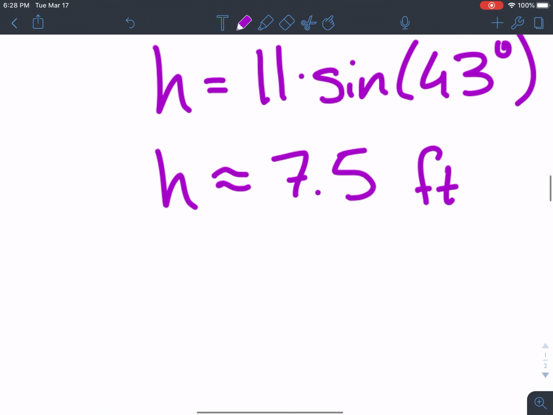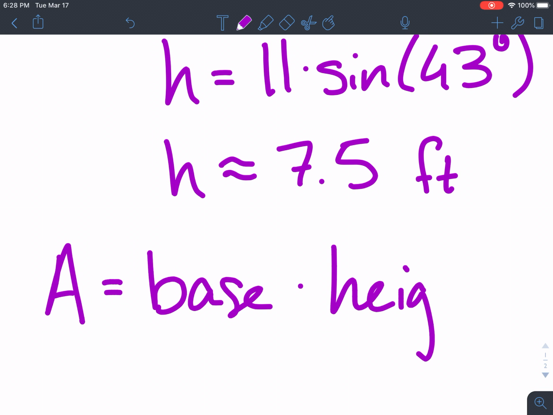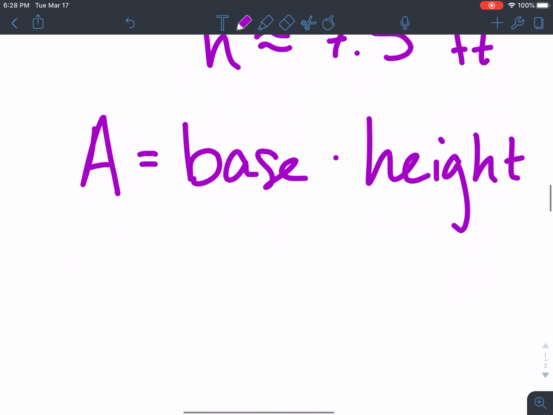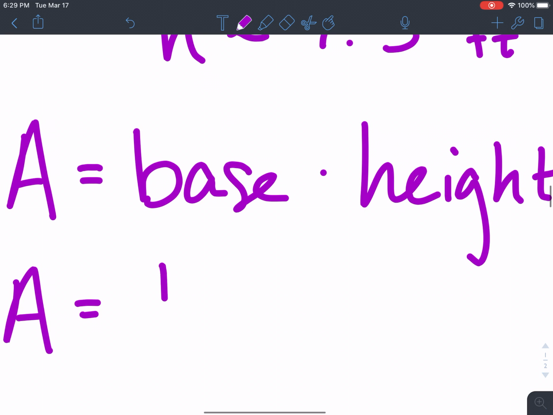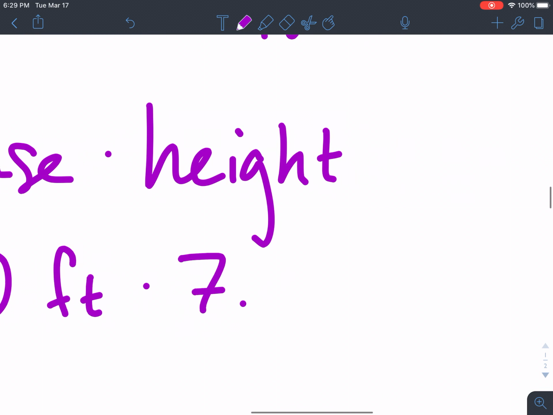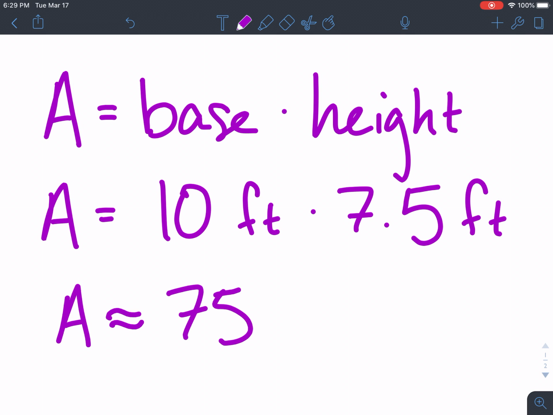All right, and so now we're going to find the area. And recall from the summary sheet that area is equal to base times height. And for our area of this parallelogram, recall that the base is 10 feet. We just found that the height was approximately 7.5 feet. So multiply those together, the area is approximately 75 square feet.